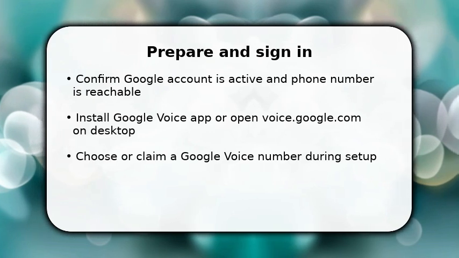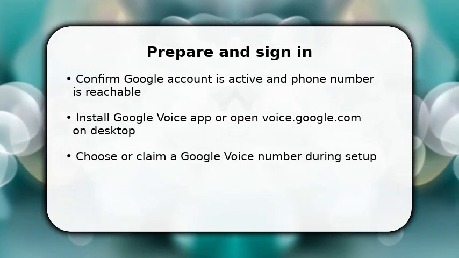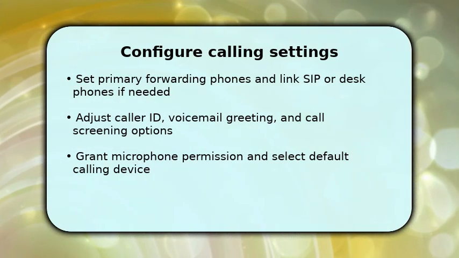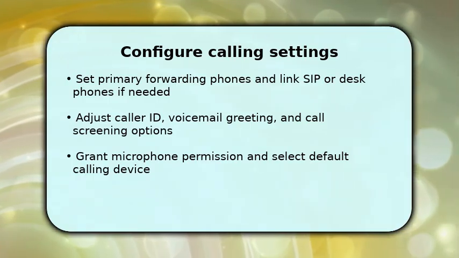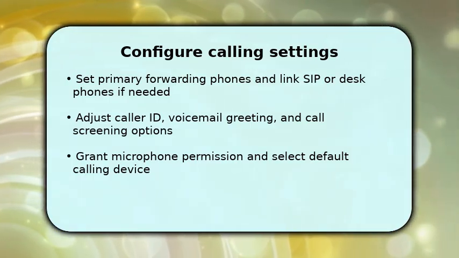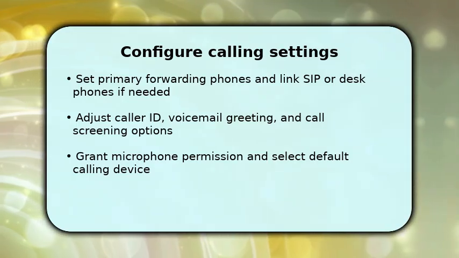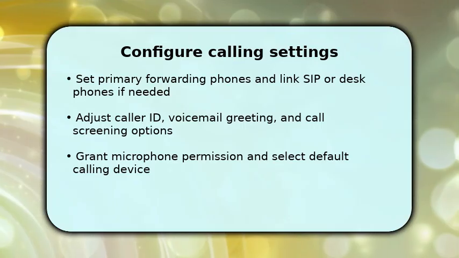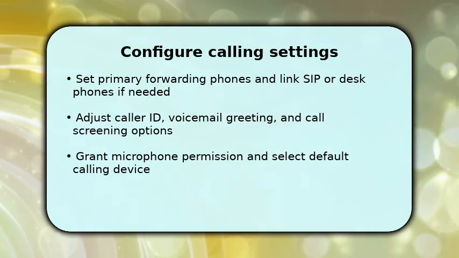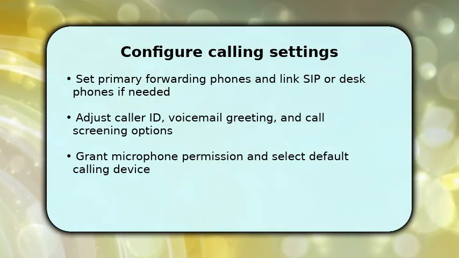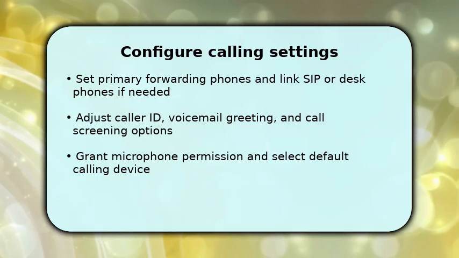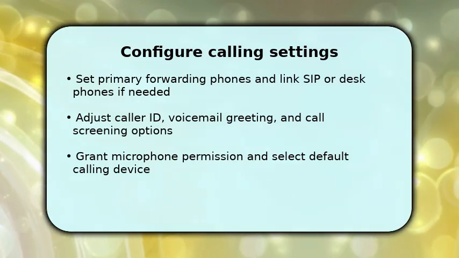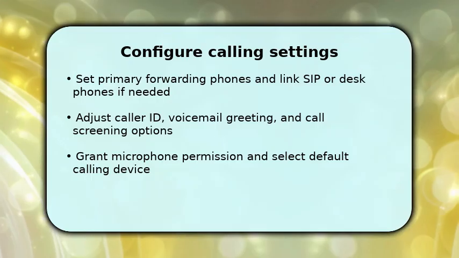Once done with sign-in and number selection, configure where calls ring, add forwarding phones, or link a desk SIP device. Make sure microphone permissions are allowed on your browser or app so you can speak. Set caller ID and decide whether outgoing calls display your voice number. This prevents accidental numbers showing. Also record or upload a voicemail greeting and enable call screening if you want to vet unknown callers.